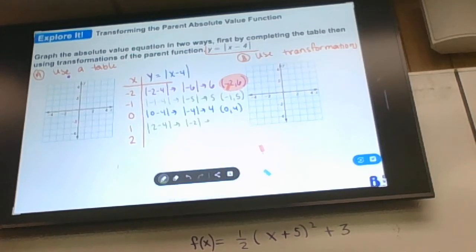There's actually negative 5. No. Why is it not? Because it's in the absolute value.